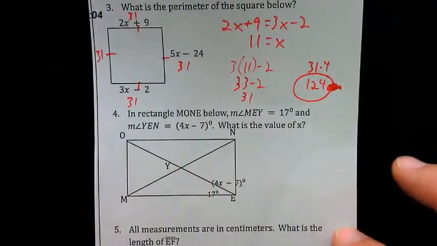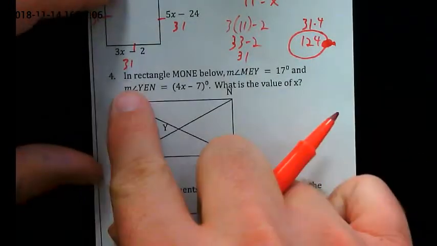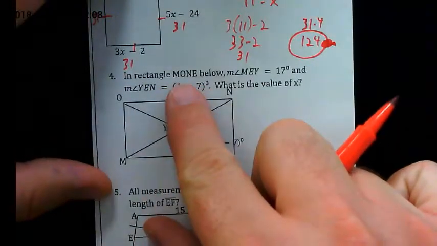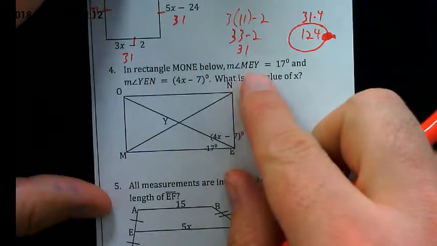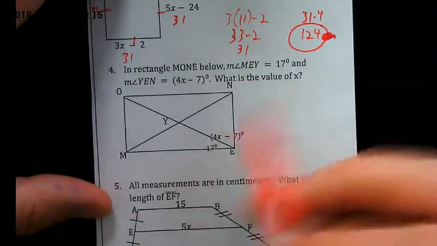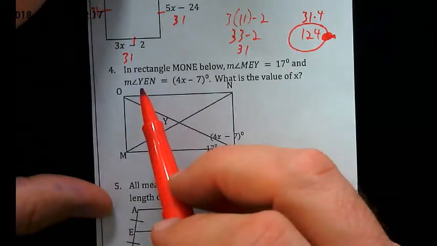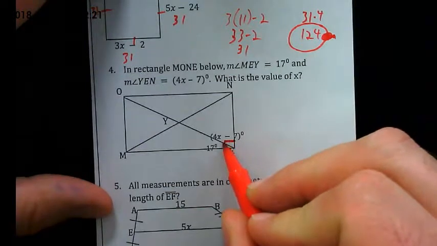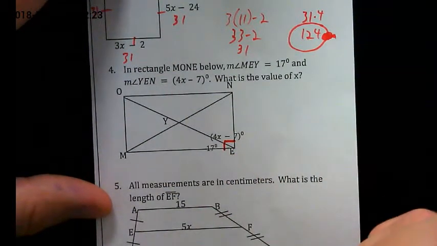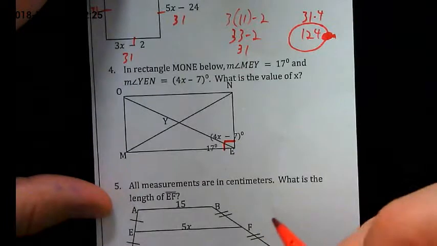On number 4. In rectangle MONE, measure of angle MEY is 17. Measure of angle YEN is 4x minus 7. Those two together, since this is a rectangle, equal 90 degrees.